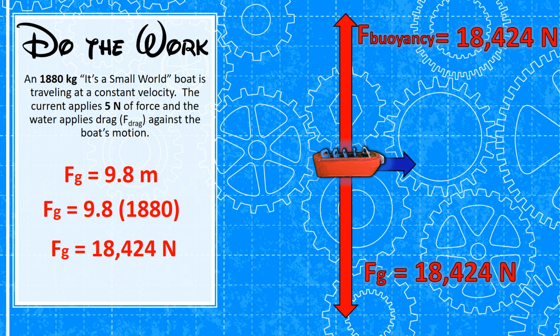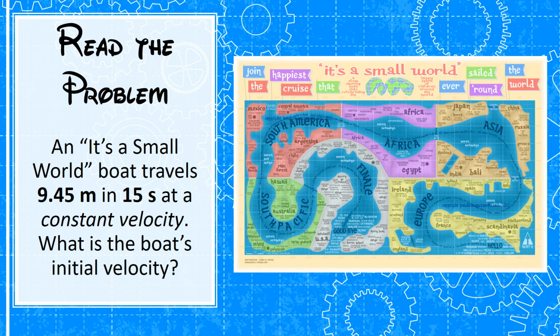I know that it's moving forward because the current is applying a force of 5 newtons. Not only do I know that there is drag, which acts like friction when water's involved, but the boat is moving at a constant velocity. So not only is there a force pulling back on the boat, but it's equal to the force pushing forward. Balanced forces in all directions prove that the boat is moving at a constant velocity. Now that we know why it's moving at a constant velocity, let's analyze what happens when it moves at a constant velocity. Let's find our given piece of information. The boat travels 9.45 meters.